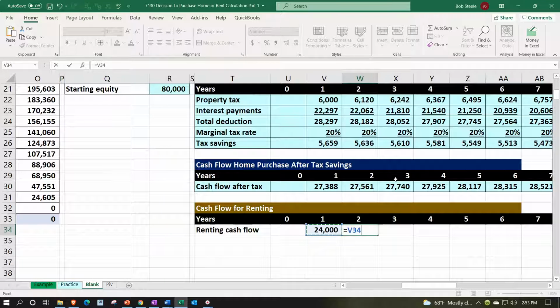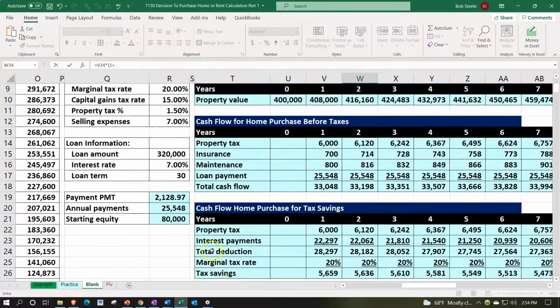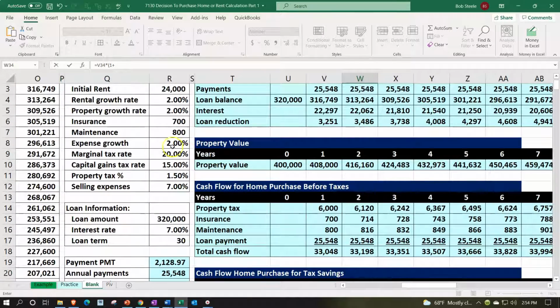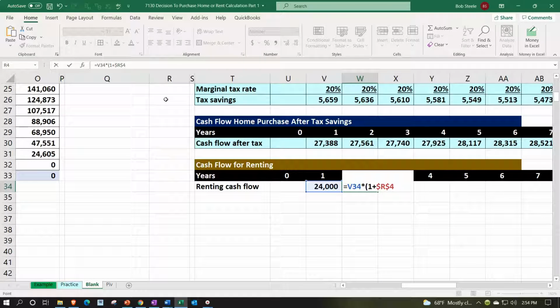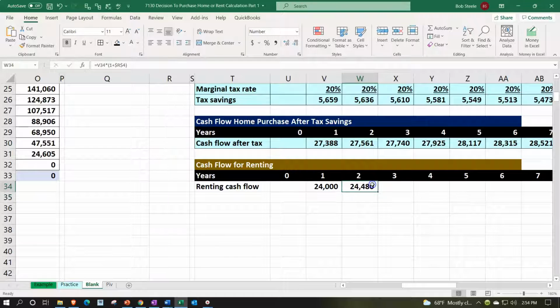So we'll take the prior cell times 1 plus the 2% increase in the rent that we're saying up top, rental growth rate 2%. That's outside of our table. So F4 on the keyboard, $ before the R and the 4. Close up the brackets, enter, copying that across using the fill handle.